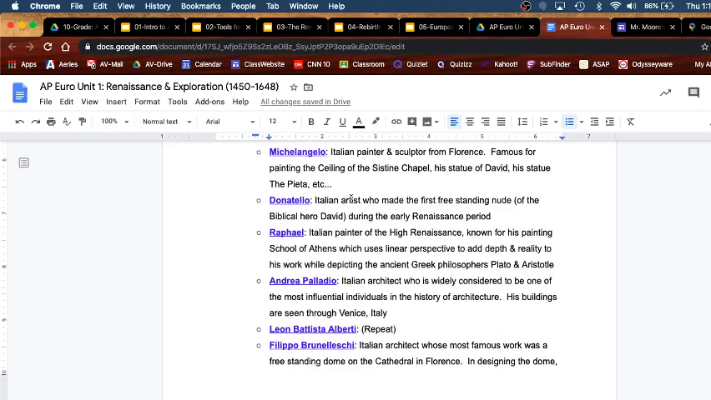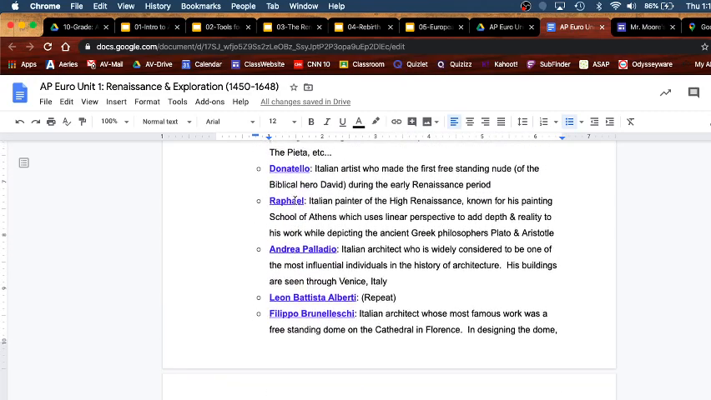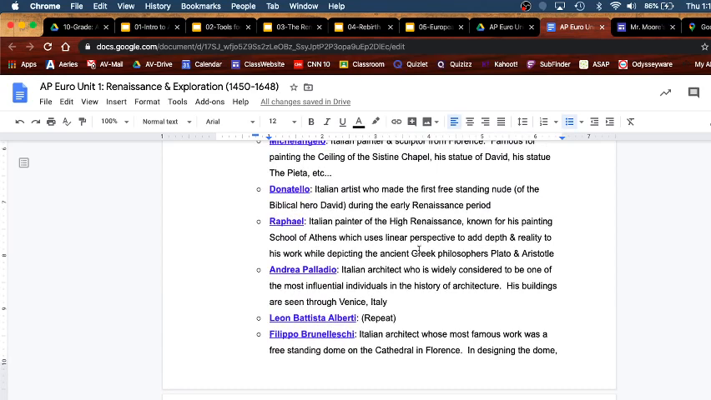Donatello actually was quite a bit before Michelangelo. He was one of the early Renaissance artists. He's an Italian artist who made the first freestanding nude of the biblical hero David. So most people are familiar with, like, say, Michelangelo's David statue, but Donatello also does one. And maybe at the end I'll pull up my European art lesson.